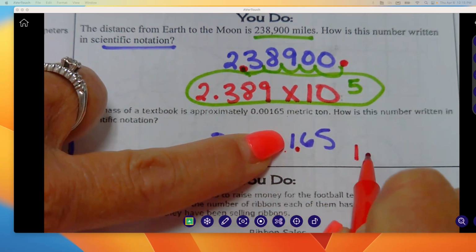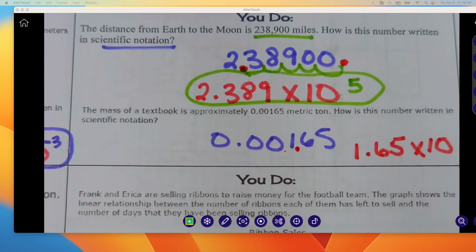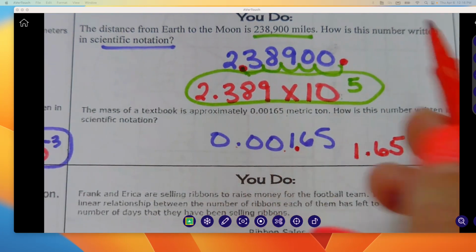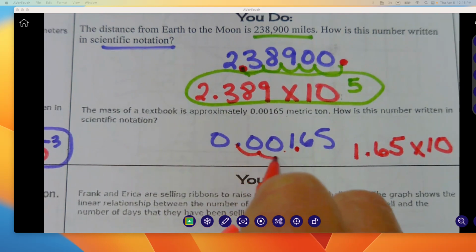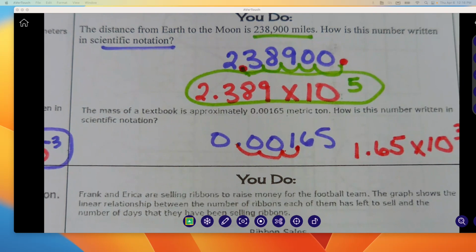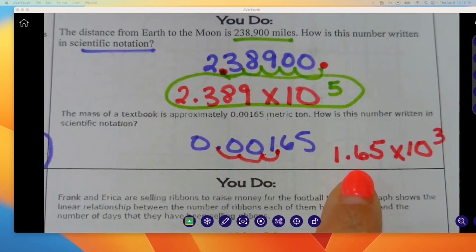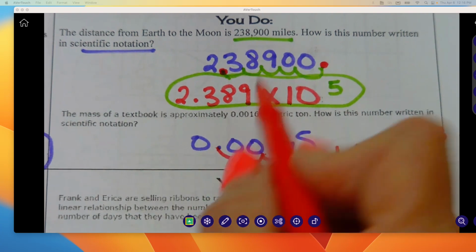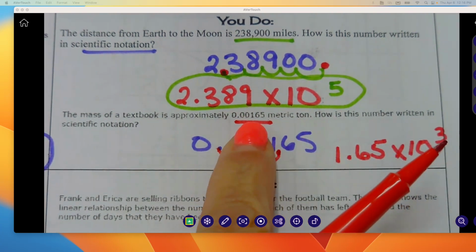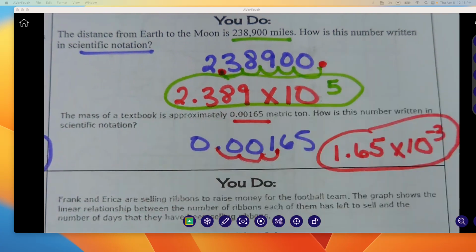That's less than 1. So I'm going to move it here, okay? So it's going to be 1.65 multiplied by 10. So I'm going to look at the original decimal point and the new, and I'm going to move and count. 1, 2, 3. So my exponent is 3. To know if it's positive or negative, I go from 1.65, and when I multiply, I get this itty bitty little number. So since this number is less than 1, the exponent is going to be negative. So hopefully that's what you got for your second answer.